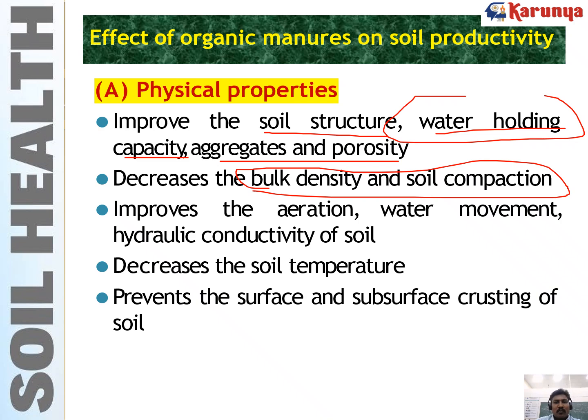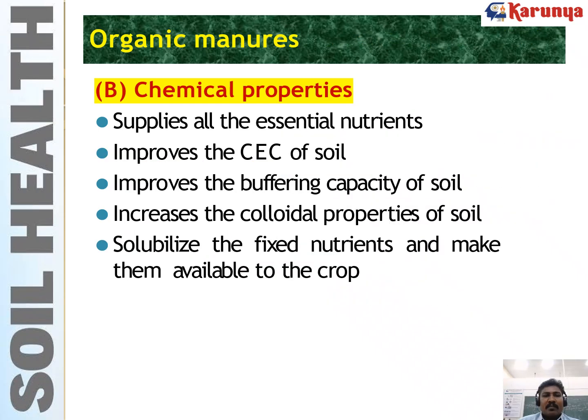Because it is making the soil more porous, aggregates will form, so that easy water movement will happen. So hydraulic conductivity will become better. Soil temperature is reduced, meaning the soil temperature is regulated. So these are all the main features of physical properties that can be regulated or enhanced by applying organic manures.